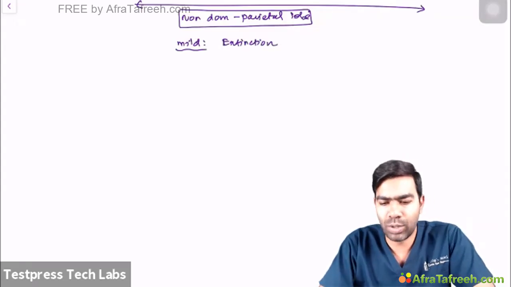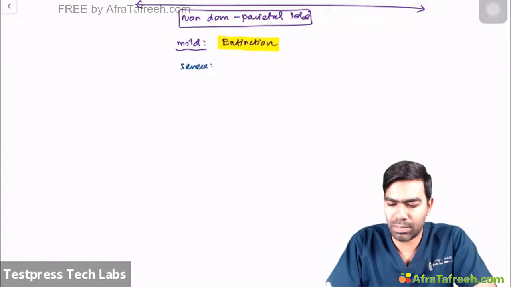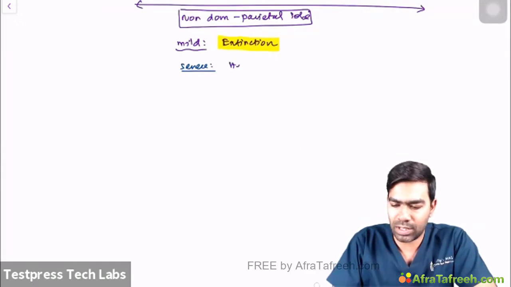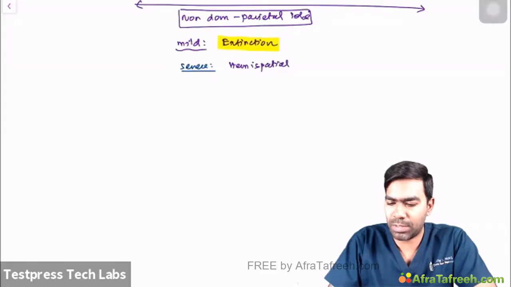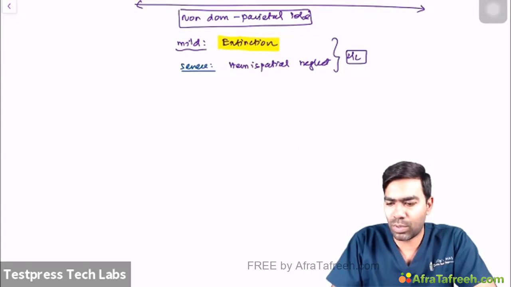Somebody should tell what you mean by extinction in the first place. At the same time, severe cases may result in complete neglect. That is what we refer to as hemispatial neglect, not facial. Hemispatial neglect. And remember, this typically happens only on the contralateral side. This does not happen on the ipsilateral side. It will happen on the contralateral side.